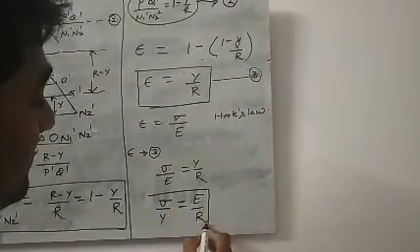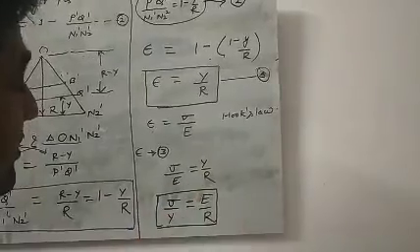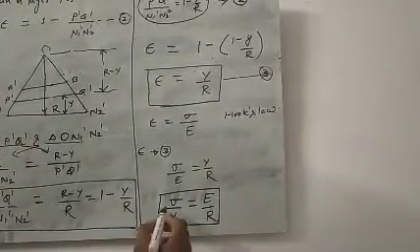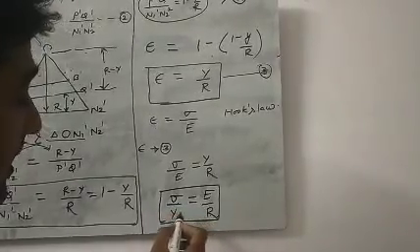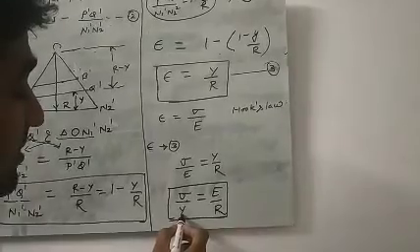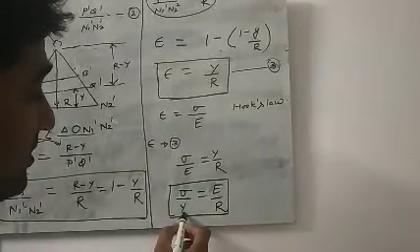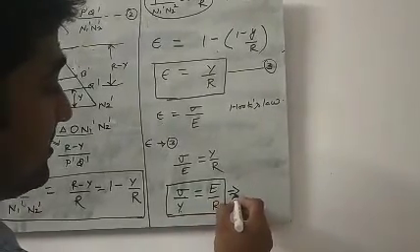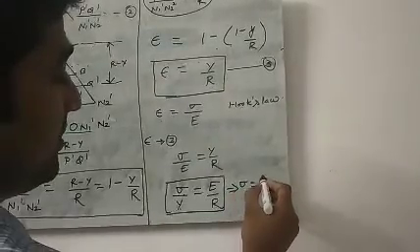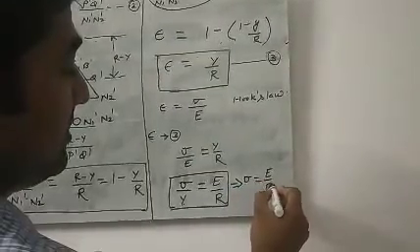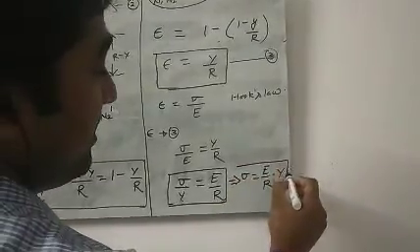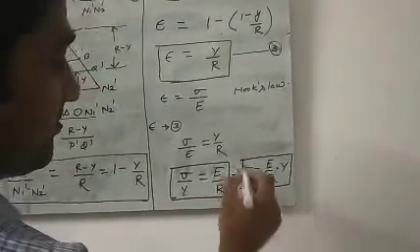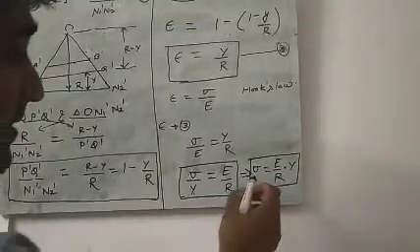Clear? This is the required expression relating bending stress sigma, radius of curvature R, and distance of fiber from the neutral axis N1N2. Or it can be written as sigma equals E upon R into Y. Clear? What does this expression show?